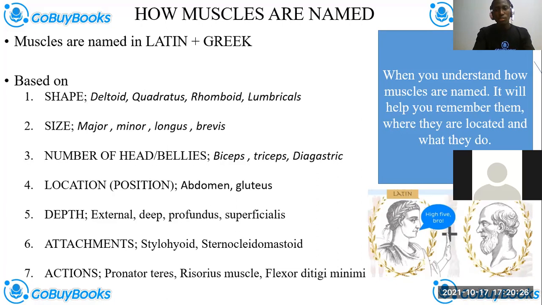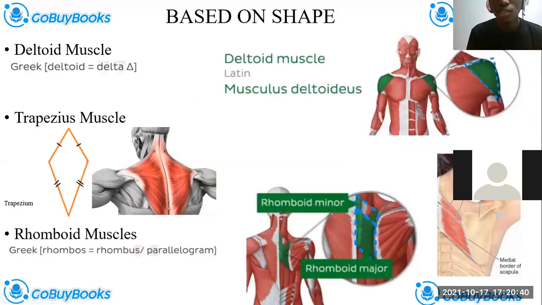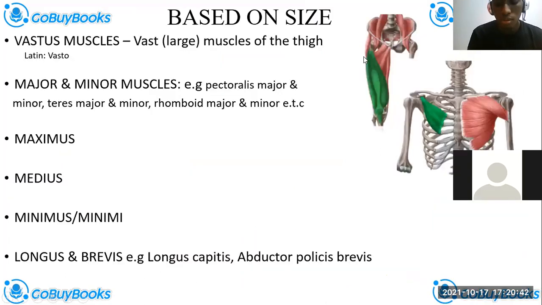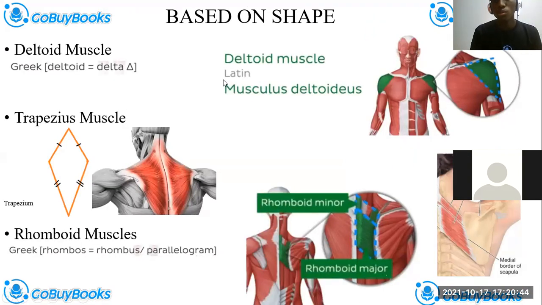Let's go into each one by one. We'll start with names based on shape. Examples of muscles that are named based on shape include the deltoid muscle. People that have done upper limbs would relate to this easily, because I know you're familiar with the deltoid muscle. But people that have not done upper limbs before, all right.